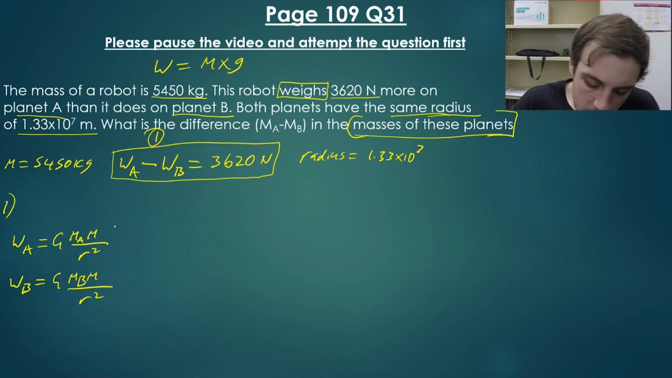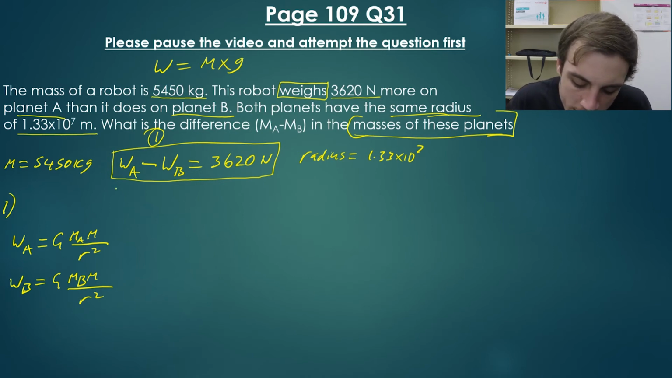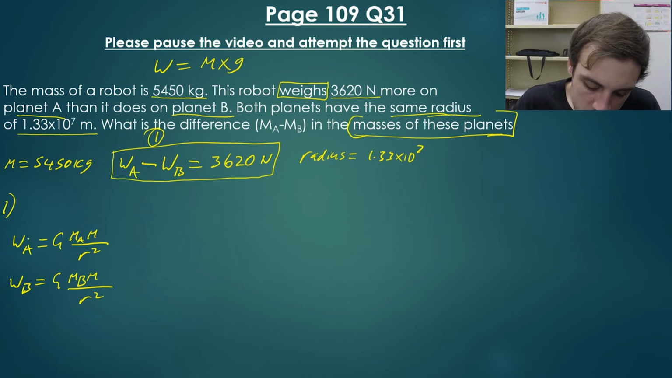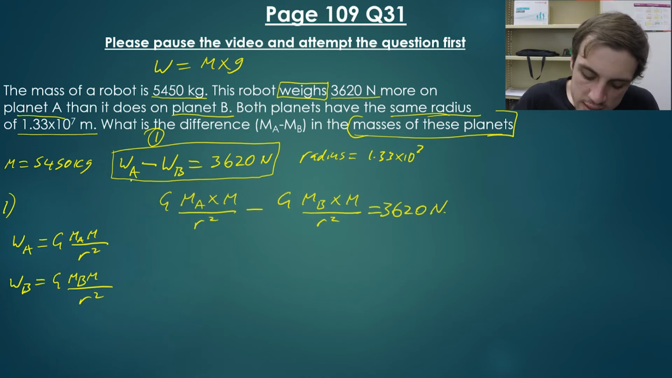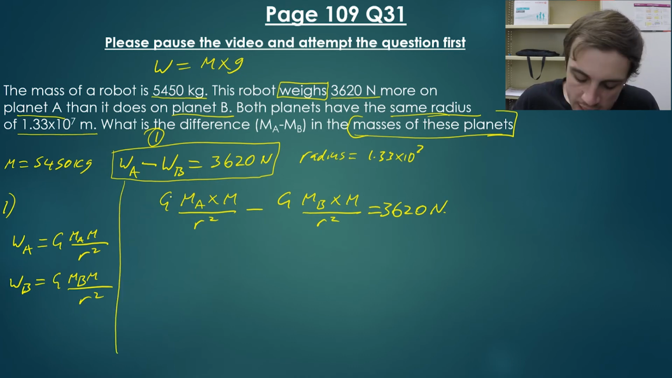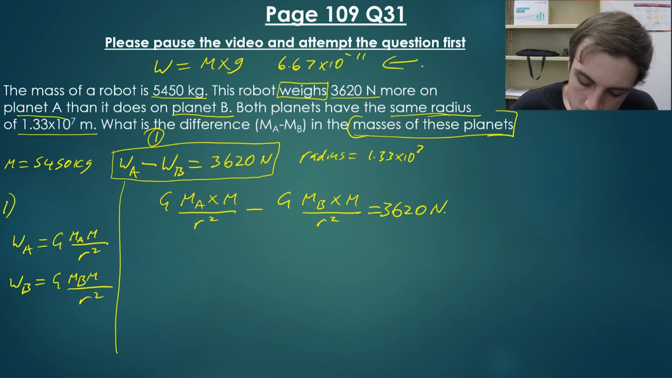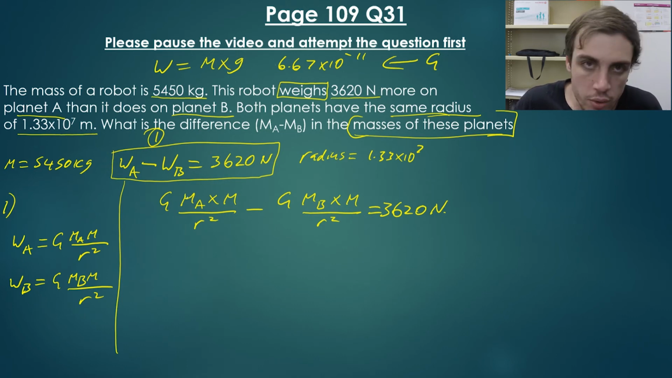So this means that we can substitute these two formulas here into this. So we know that the weight on planet A, which is essentially this exact same formula here. So the gravitational constant, again, that will be provided for you. So that's going to be our G. So we have the mass of A, which we don't know, but we do know the mass here. We know the mass here. We know the mass, we don't know the mass of B.